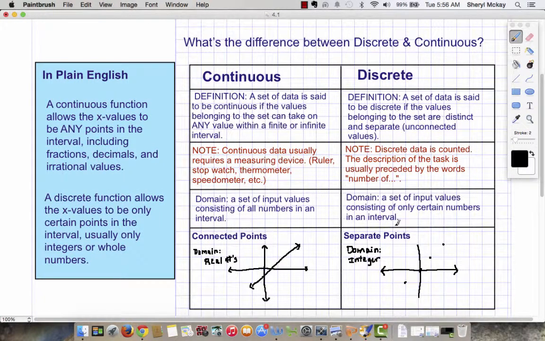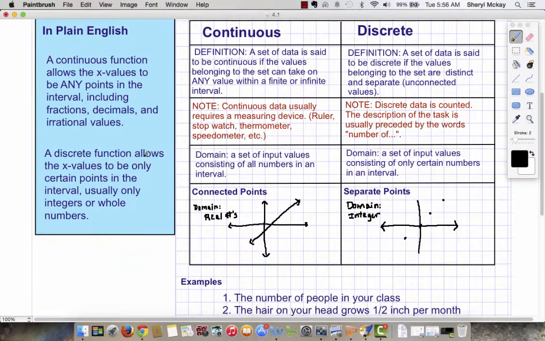And if it's just kind of seeming awfully mathy and doesn't make a lot of sense, I have it written for you over in plain English. A continuous function allows the x values to be any points in the interval, including fractions, decimals, and irrational values. And a discrete function allows the x values to only be certain points in the interval. Usually it's only integers or whole numbers, okay? So usually that's sort of the difference between continuous and discrete. Continuous is connected, discrete is separate, all right?